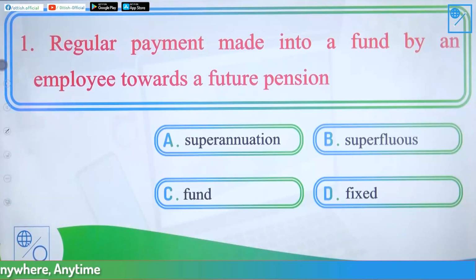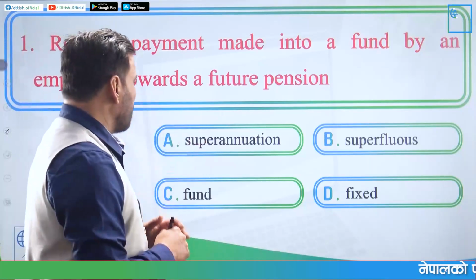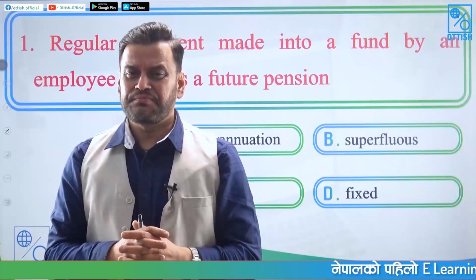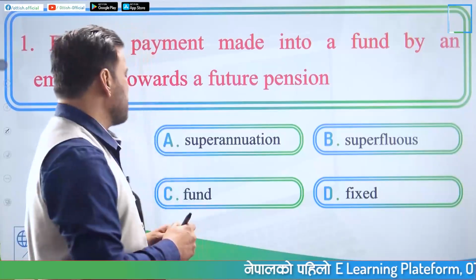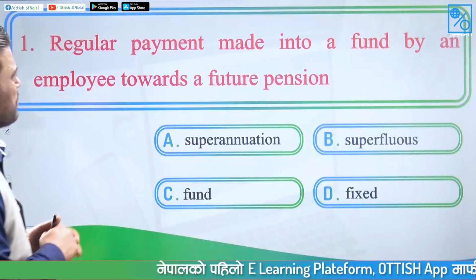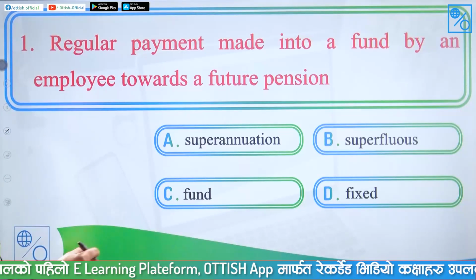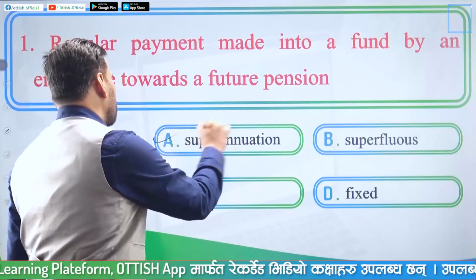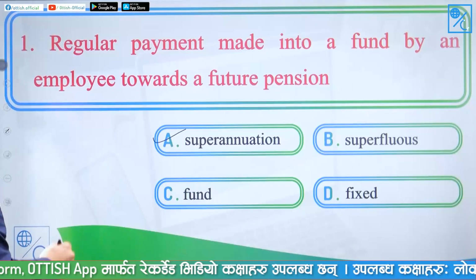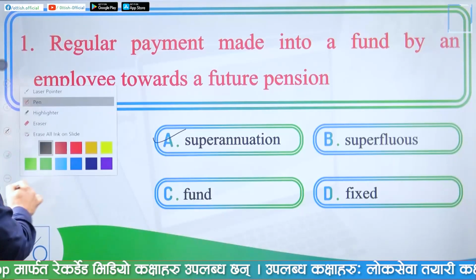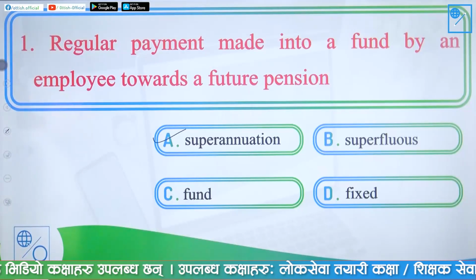Here you have to understand superannuation. So annuation means annually. So superannuation is the answer. The regular payment made into a fund by an employee towards a future pension is called superannuation. What do we call the fund you save for the future? We call it superannuation.